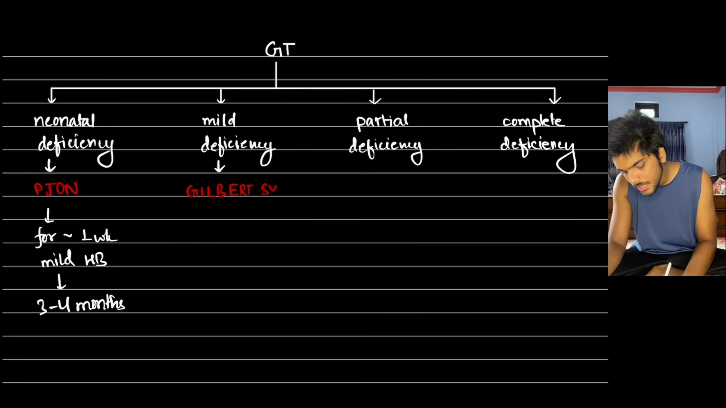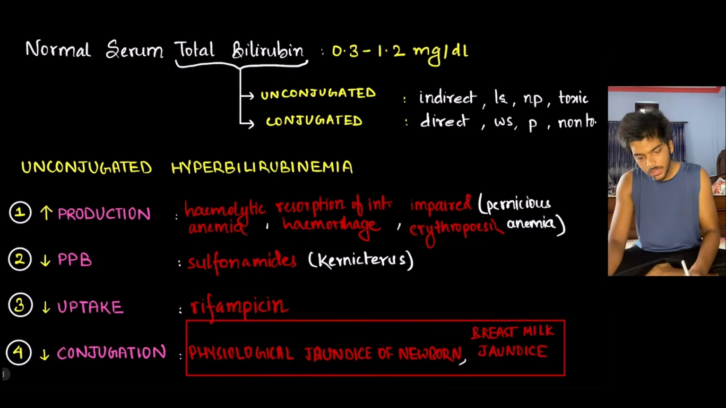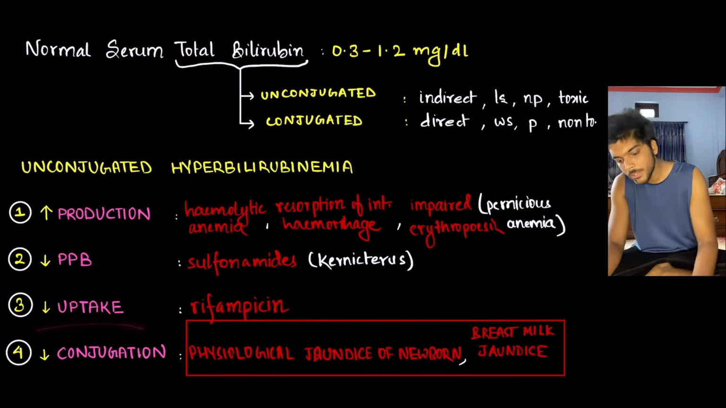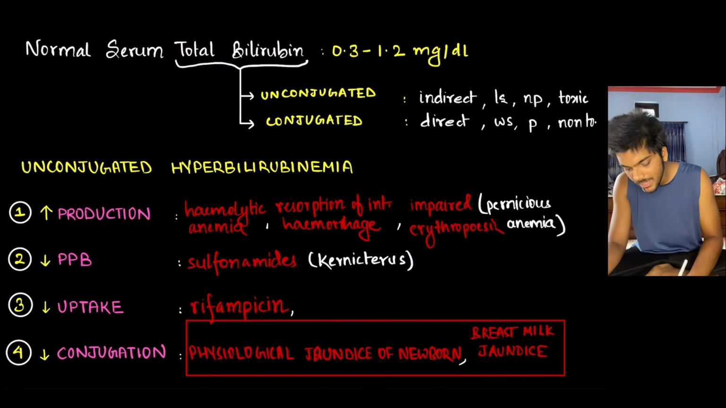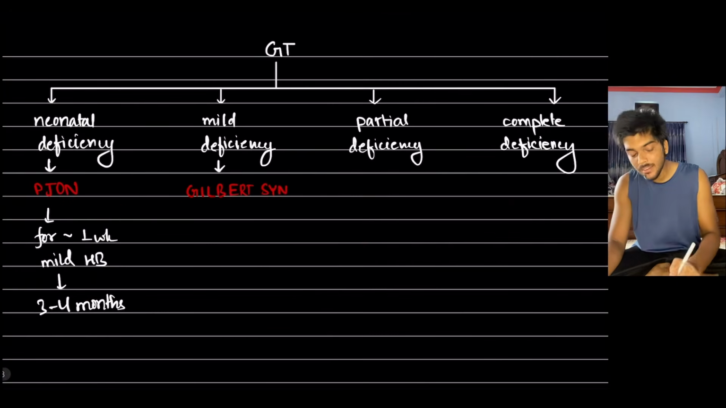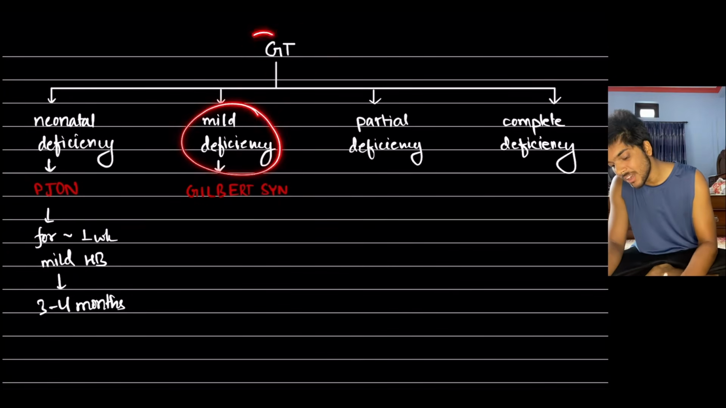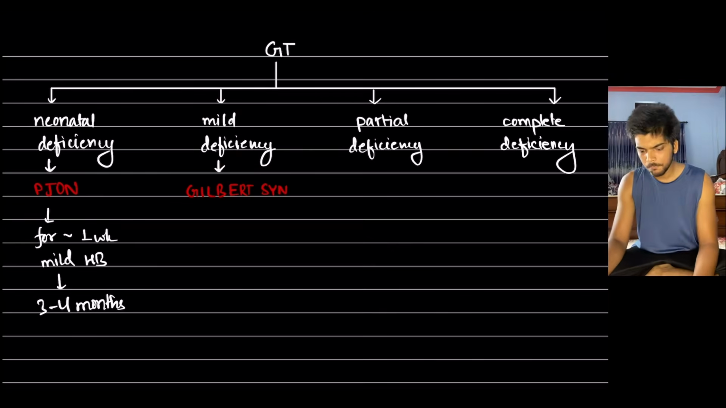I missed out one thing, right? I said here in the third step of unconjugated hyperbilirubinemia, decrease in uptake. So it's not just rifampicin that brings decrease in uptake, but also Gilbert syndrome. Gilbert syndrome also sometimes brings decrease in uptake. But the main concern with Gilbert syndrome is the mild deficiency of glucuronosyl transferase.